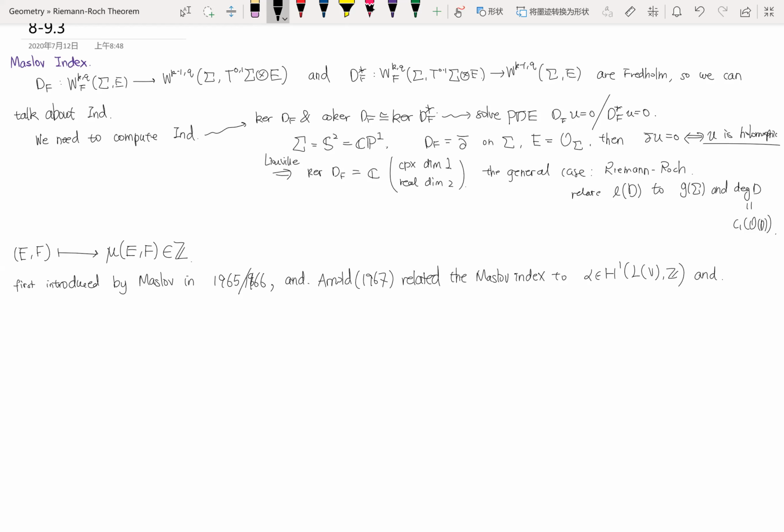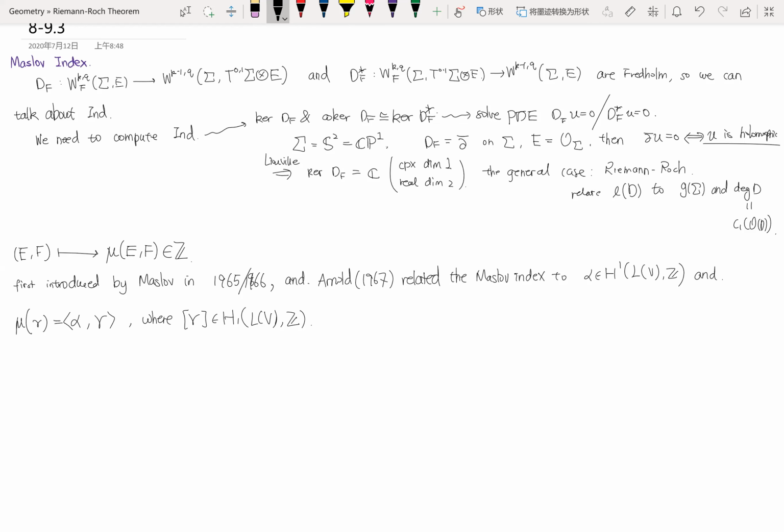And the Maslov index mu is then given as the pair with gamma, where gamma is a curve in the space of all Lagrangian Grassmannians.